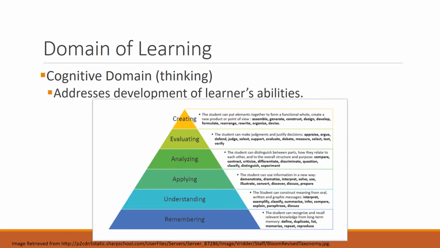So the domain of learning for CAI is the cognitive domain, or the thinking domain. It addresses the development of the learner's abilities. So the learner would be working their way up Bloom's taxonomy of learning. I have that picture provided here. For example, if the learner was to take a quiz online, they would need to remember the information they were taught and then have enough of an understanding to answer the questions of the quiz.